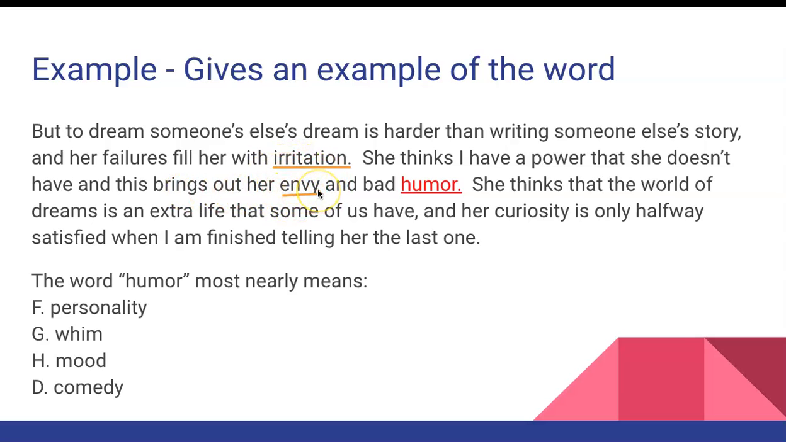Again, another feeling. So when we think about the examples of bad humor, we have irritation and envy, and those are both feelings. So if we look at the example choices down here, we have to say, okay, what is another term for feelings, how you're feeling? And another term could be mood. So in this case, we know our answer is going to be mood because of these examples that they give of bad humor.